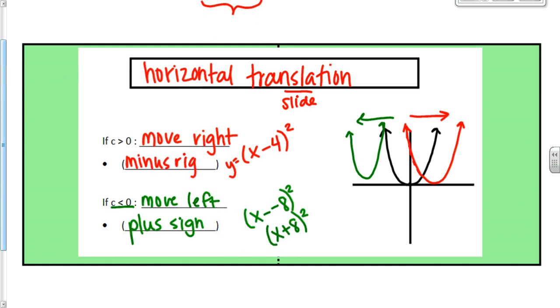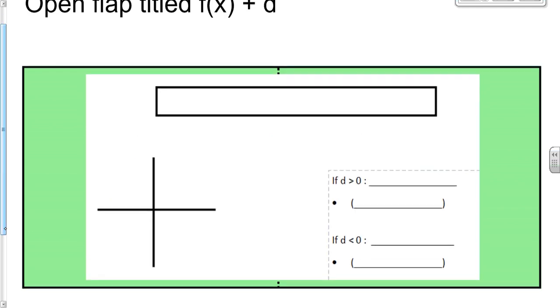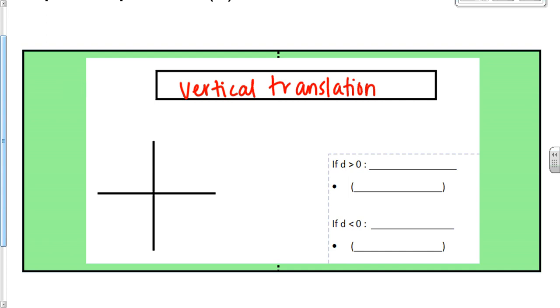Minus sign. Okay? Again, it's opposite of what you would think. Usually when we see negative, we think going to the left because that's what the negatives are. But with this horizontal translation, it's the opposite. Okay? So f of x plus d on the outside, that is the exact opposite of the other one. This is a vertical translation. Okay? And this one is what you would expect it to be, which is nice.